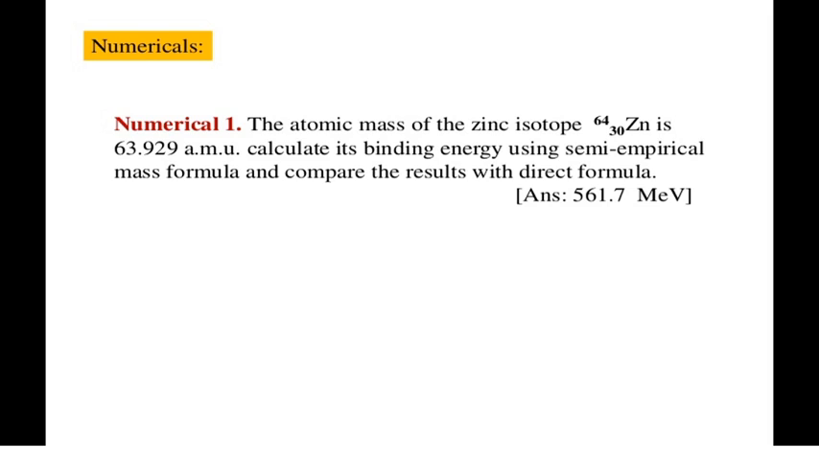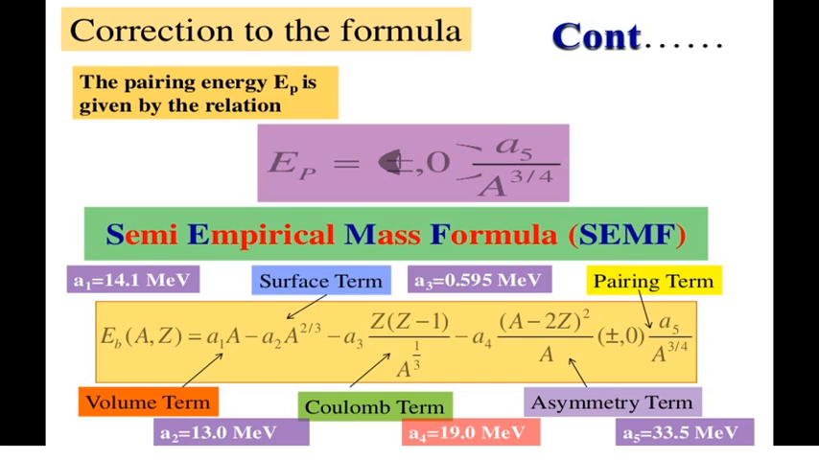With this theory, now you can do a problem. The atomic mass of a zinc isotope, Zn-64 (Z = 30), is 63.929 AMU. So you know the value of capital A from here: capital A is 64. Now you can calculate its binding energy using the semi-empirical mass formula and compare the results with the direct formula. The semi-empirical mass formula is given; you have to substitute only A here. All the values are given.